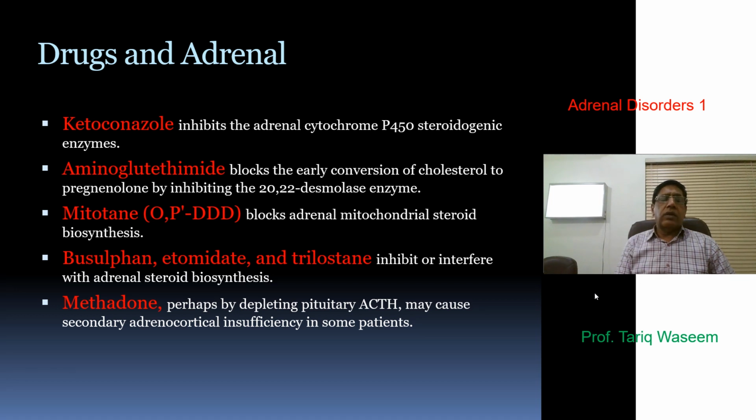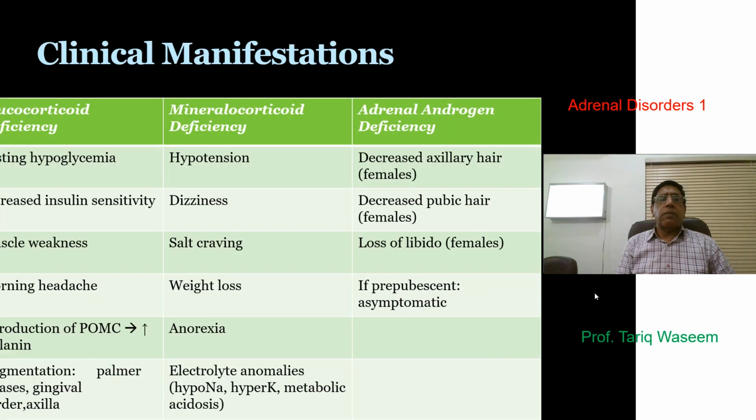So, whenever we are considering or managing a patient with Addison disease, we have to keep in mind that rarely it may be because of any of these drugs which the patient may be using for various indications. The clinical manifestations, as we have already grouped them, are glucocorticoid deficiency, mineralocorticoid deficiency, and adrenal androgen deficiency. They may be isolated deficiencies or may be combined together.